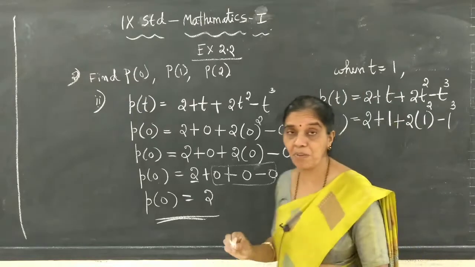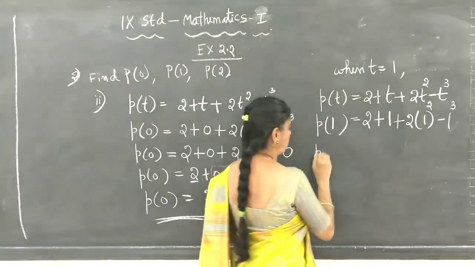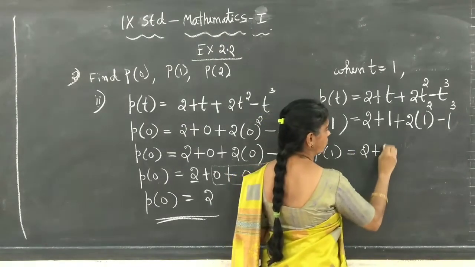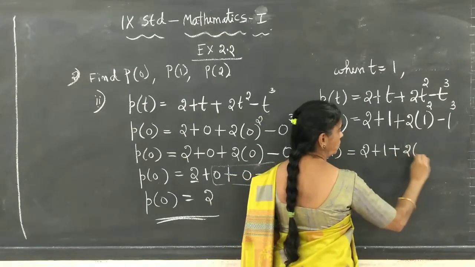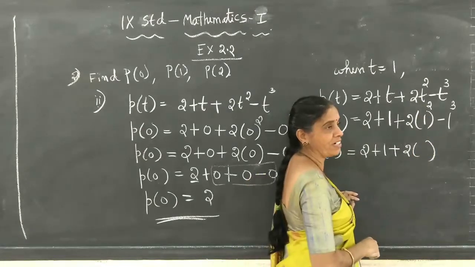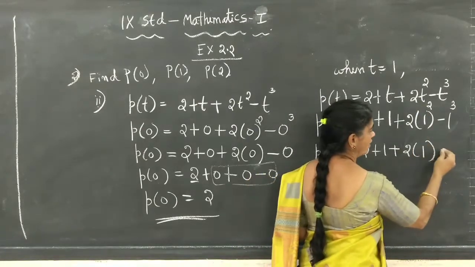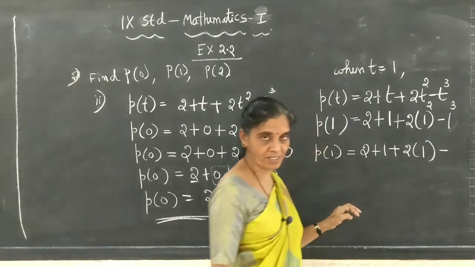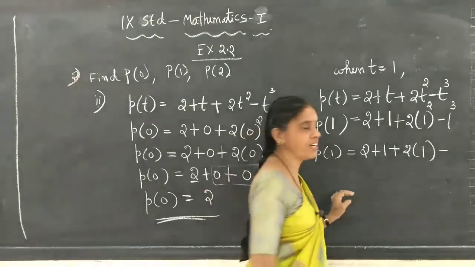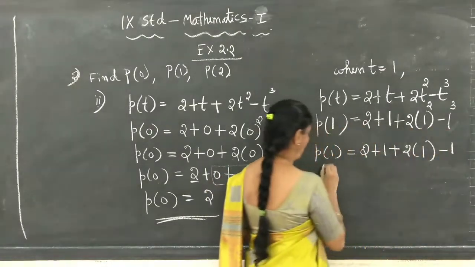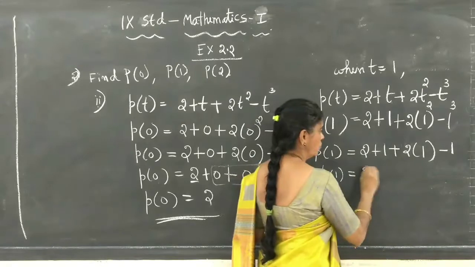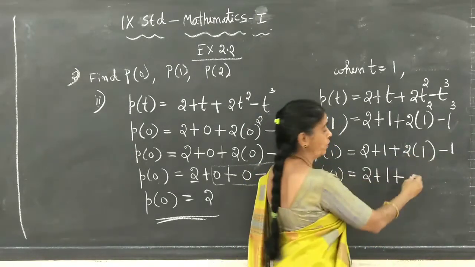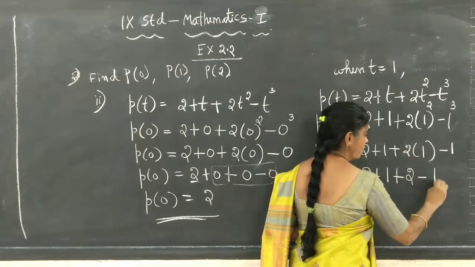Now only simplification. The value of that polynomial at t equal to 1 is 2 plus 1 plus 2 into 1 square, which is 1 into 1, which is 1, minus 1 cube, 1 into 1 is 1, again into 1, 1 into 1 is 1. Now the value of the polynomial is 2 plus 1 plus 2 into 1. 2 into 1 is 2, minus 1.